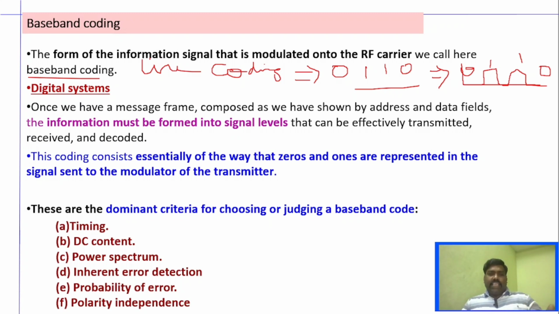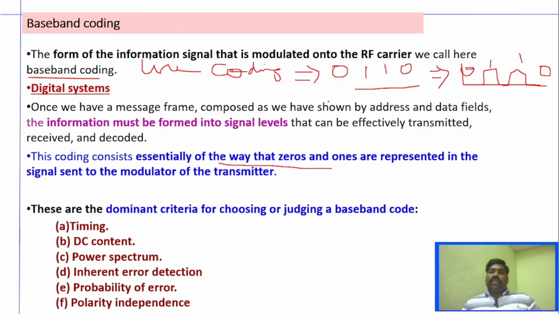And as I said, we can also say that it is an essential way of converting zeros and ones into a digital form, right? Now, coming to criteria, these are the very important criteria for selection of baseband coding. Even though we have a lot of different techniques, each and every technique has its own advantage and disadvantage. And depending upon the application, we can choose any particular coding, right? And these are the important criteria, which are timing, DC component, power spectrum, inherent error detection, probability of error, and polarity independence, right? And I already said what is data level and what is signal level, right?